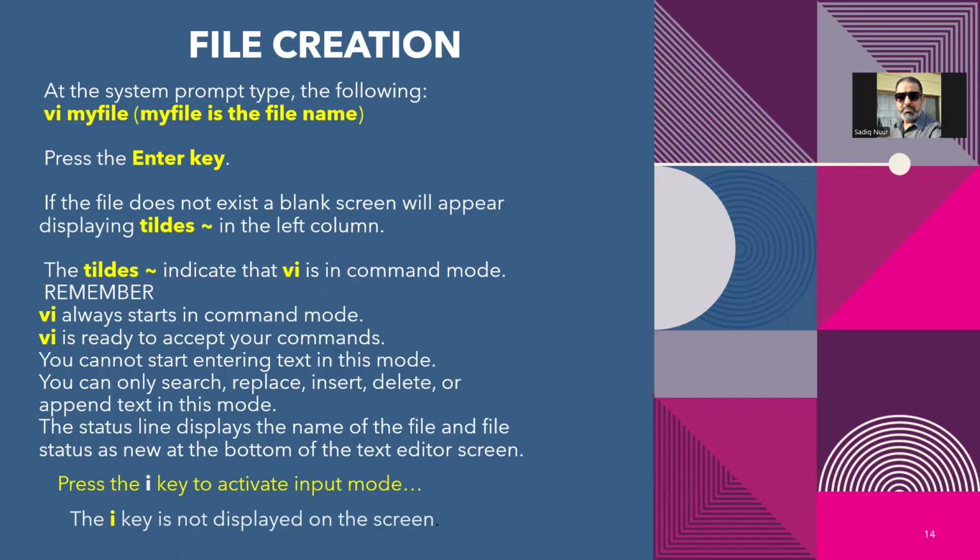The status line displays the name of the file and the file status as new at the bottom of the text editor. So press the I key to activate the input mode. If you want to type something inside the file, you have to press I. The I key is not displayed on the screen. You are not going to see that you pressed I. That means you want to get to the input mode to input the text inside the file.